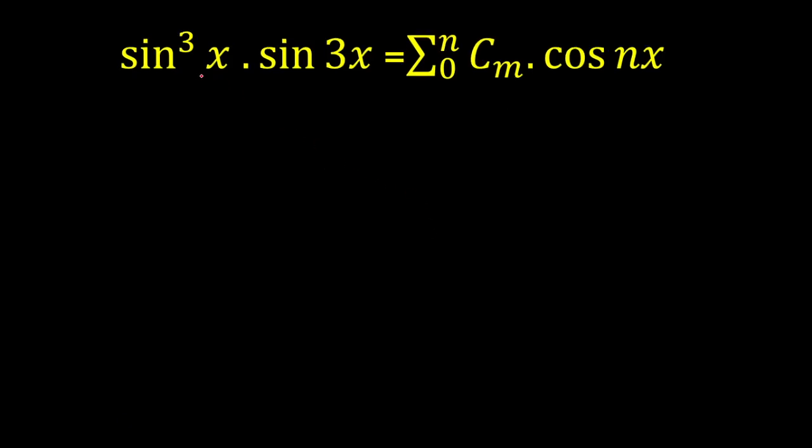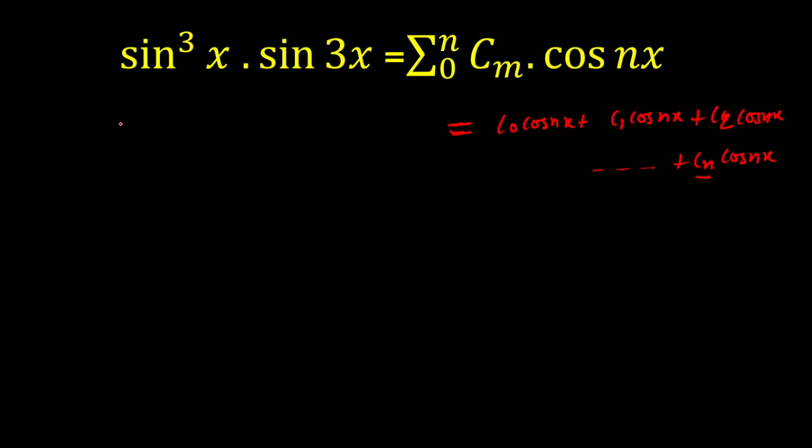Now here we have sine of x whole cube and sine 3x. On the right hand side we'll have, I'll open this, c0 cos of nx plus c1 cos of nx plus c2 cos of nx and so on up to cn cos of nx. And here what is given is that cn cannot be 0. The last constant is not equal to 0. Now let's solve the right hand side.